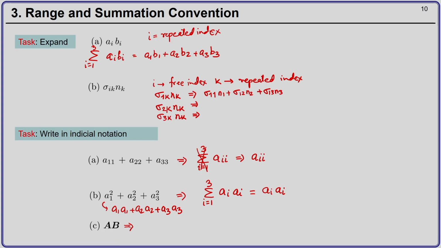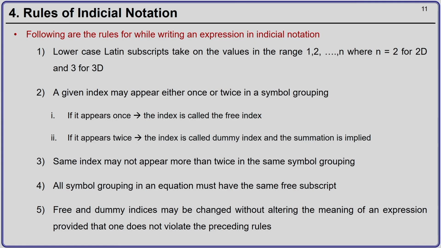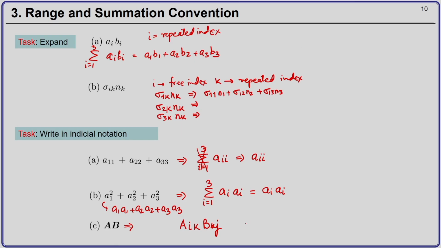is you have say a matrix A and another matrix B. Okay. These are 3 by 3 matrices. So, the product of the 2 will be a 3 by 3 matrix. Now, suppose you have to write it in the indicial notation. Okay. So, this is written as A_ik B_kj. Okay.